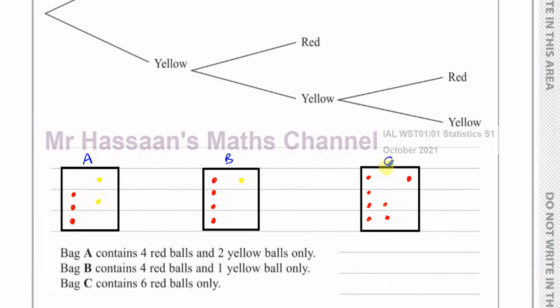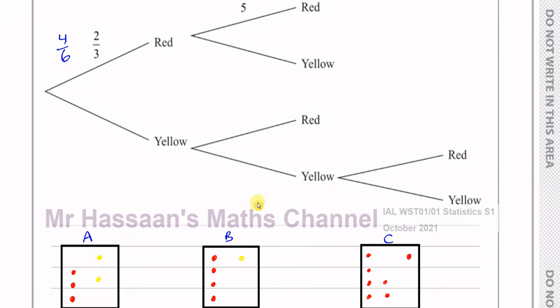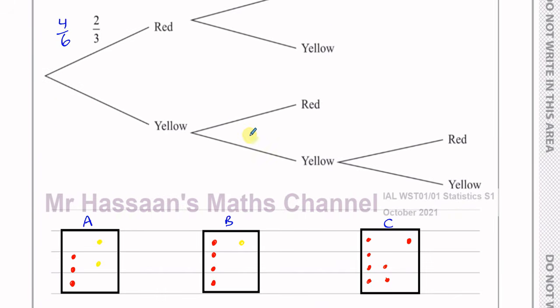The second bag hasn't been affected by what happened. You took a ball from bag A and put it in bag C. Bag B still has exactly what it had before, so there's no change. The probability is going to be 4 out of 5. 5 balls altogether, 4 of them are red, so that's where that 4/5 comes from.